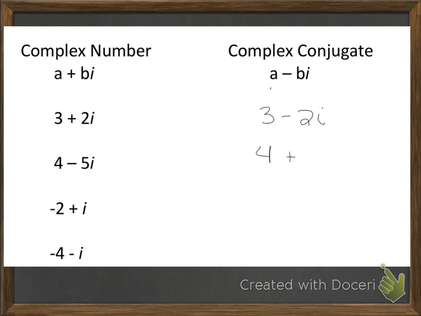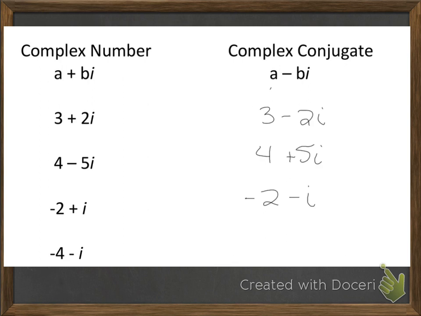If you said 4 plus 5i, then you are correct. Again, the sign of the 4 does not change. The sign of the 5i does change. What about negative 2 plus i? Well, again, the sign of the real number does not change. It stays as negative 2, but the sign of i does change. So this becomes negative 2 minus i.